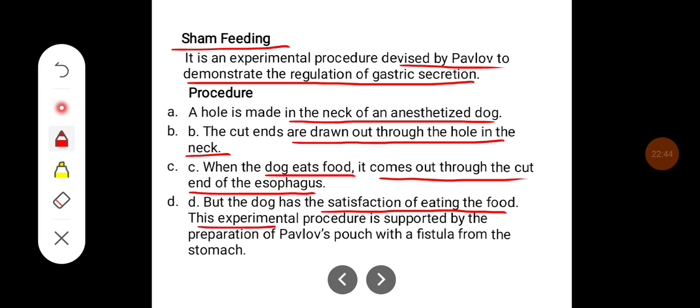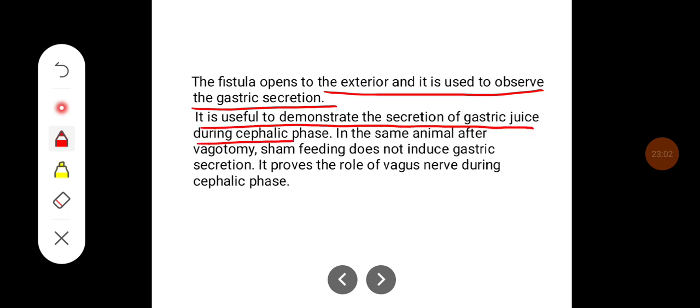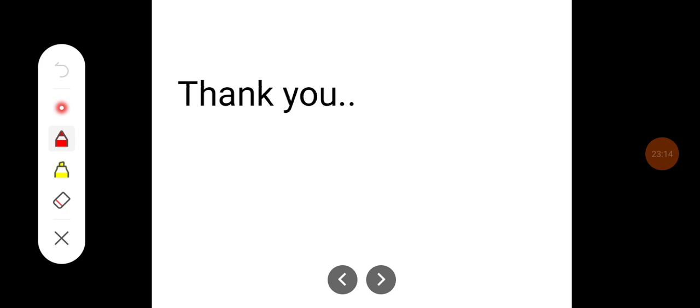So this experimental procedure is supported by the preparation of Pavlov's pouch with a fistula from the stomach. The fistula opens to the exterior and it is used to observe the gastric secretion. It is useful to demonstrate the secretion of gastric juice during the cephalic phase. In the same animal, after vagotomy, sham feeding does not induce gastric secretion. It proves the role of the vagus nerve during the cephalic phase. So this is in brief about the stomach and the phases of gastric juice secretion.